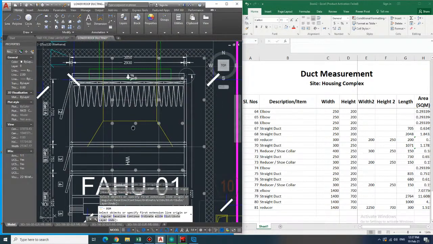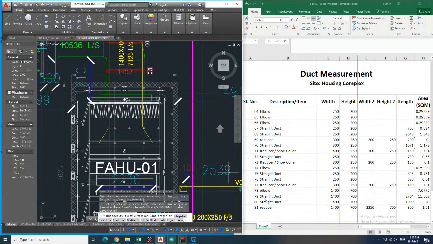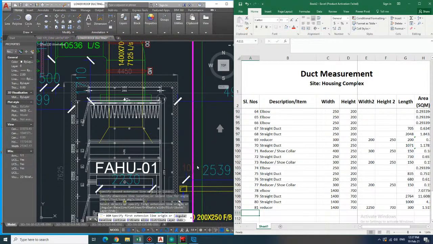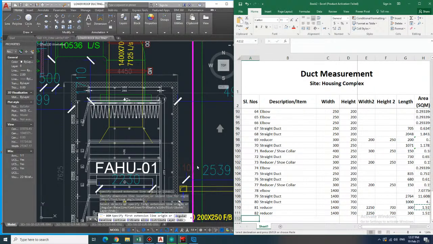So going to the next, here also same things, so put the same reducer with the same size I am applying. The same size will be considered here also. Then going to the next straight duct.